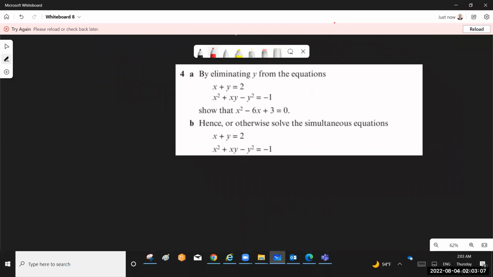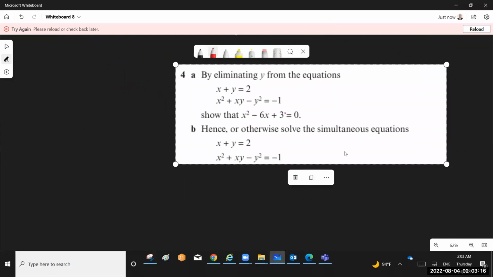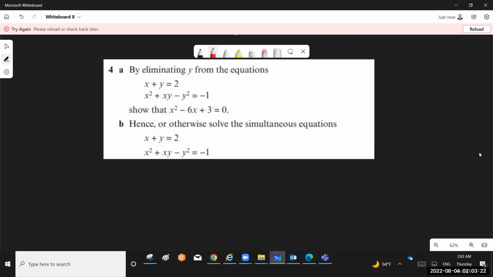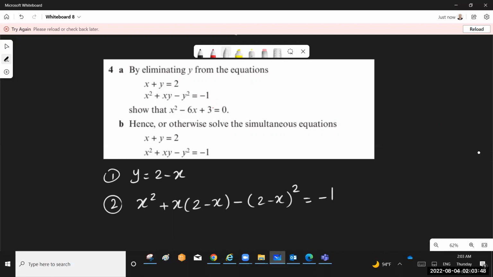Question number 4. By eliminating y from the equation, if you want to eliminate y, you can simply make y the subject from the first equation as I told you. So y is equal to 2 minus x. Substitute in the other equation. Equation number 2 will be x squared plus x times the value of y, which is 2 minus x, minus y squared. The y is 2 minus x again, squared, is equal to negative 1.